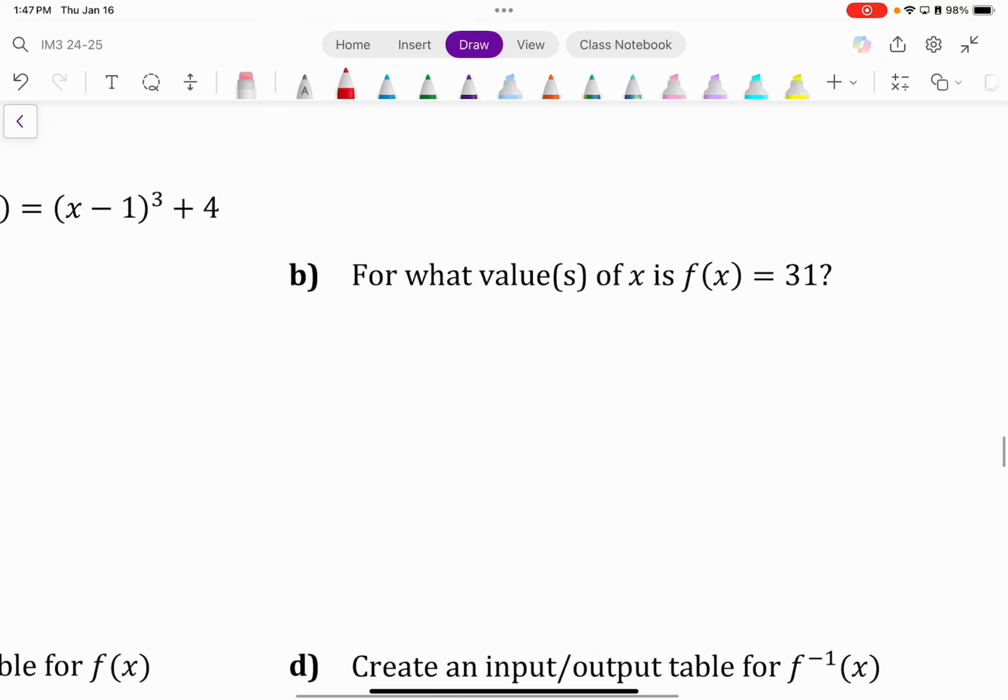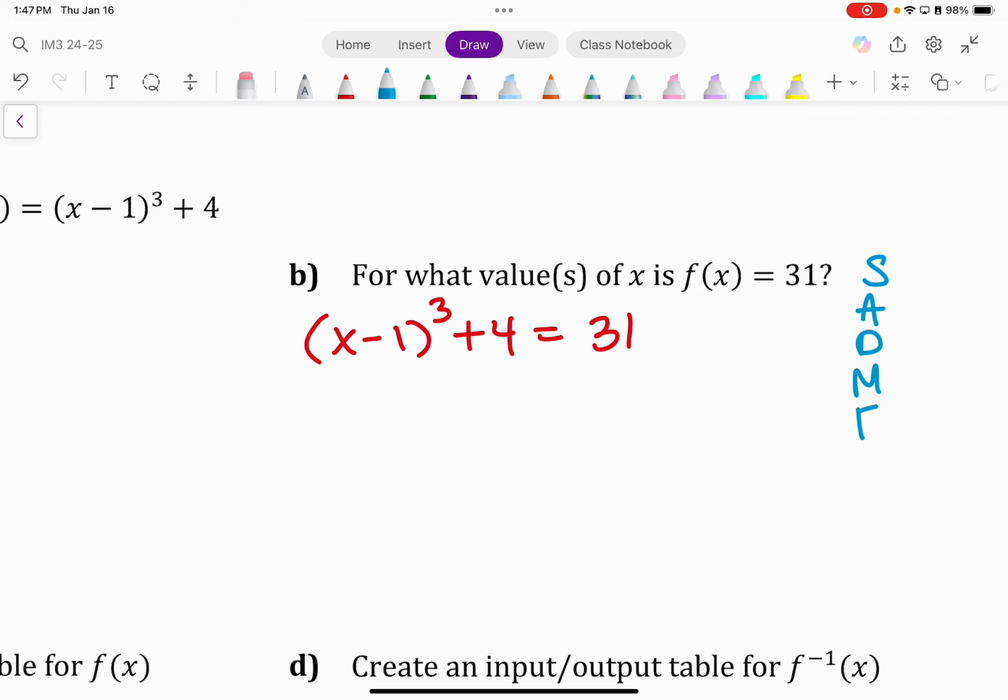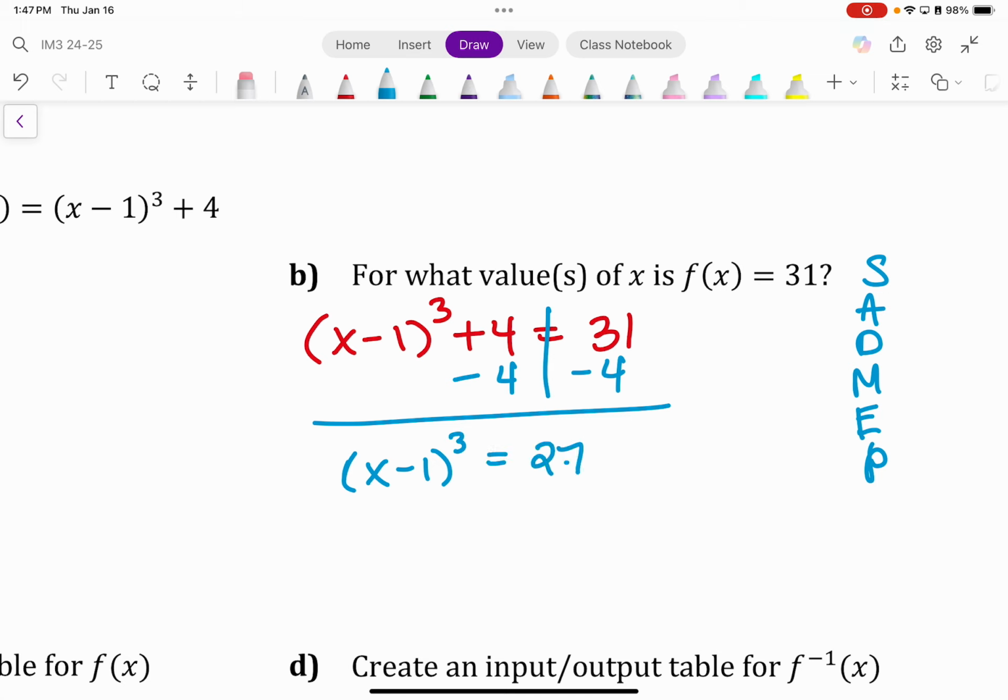So we're going to do f of x, which is x minus 1 to the third plus 4. And we're going to set that equal to 31. Now, there's a big difference between solving this and what we just solved before, because we're not using forward PEMDAS, like we're not doing order of operations forwards. We're doing it backwards. We're using SADMAP. Now, the S in SADMAP is for subtraction, so we begin by subtracting 4 from both sides. We get x minus 1 to the third power equals 27.